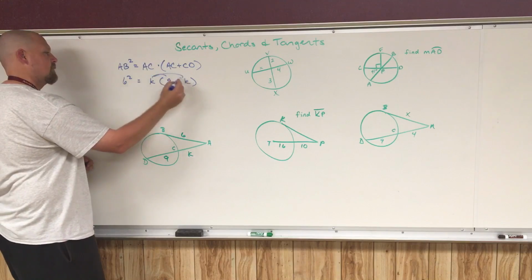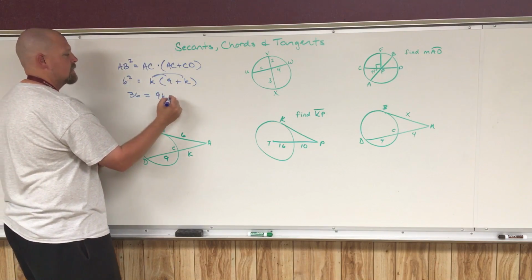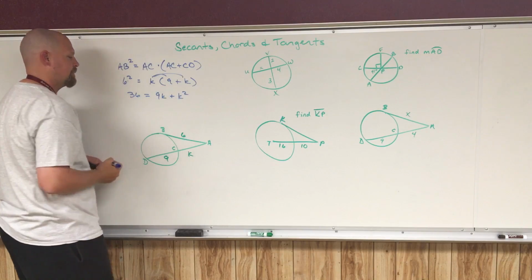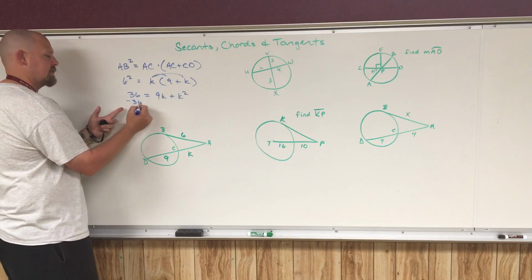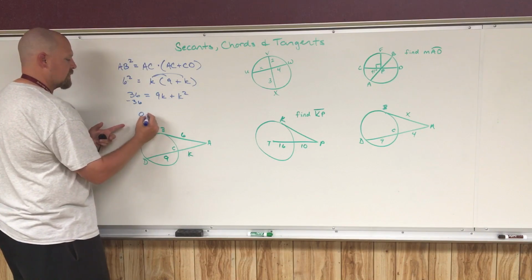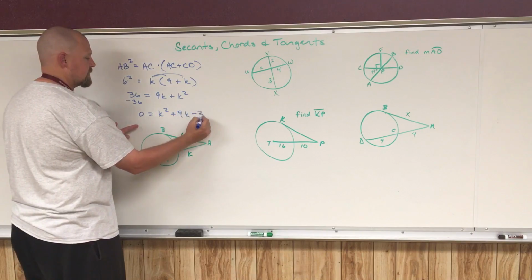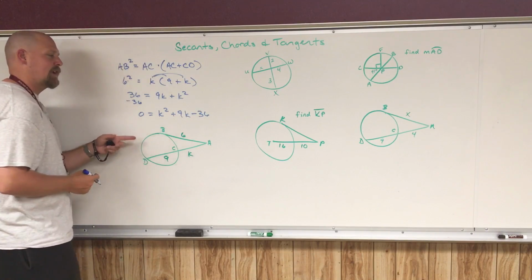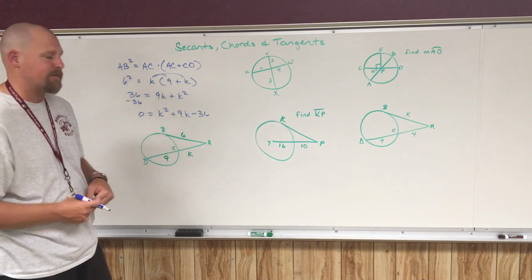I can distribute and simplify this, so I get 36 equals 9K plus K squared. And then I want to get this thing equal to 0, so I'm going to subtract 36 and put it over here, and it's going to look like this: K squared plus 9K minus 36. And now we have a quadratic, and you should be familiar with quadratics and factoring or using the quadratic formula.